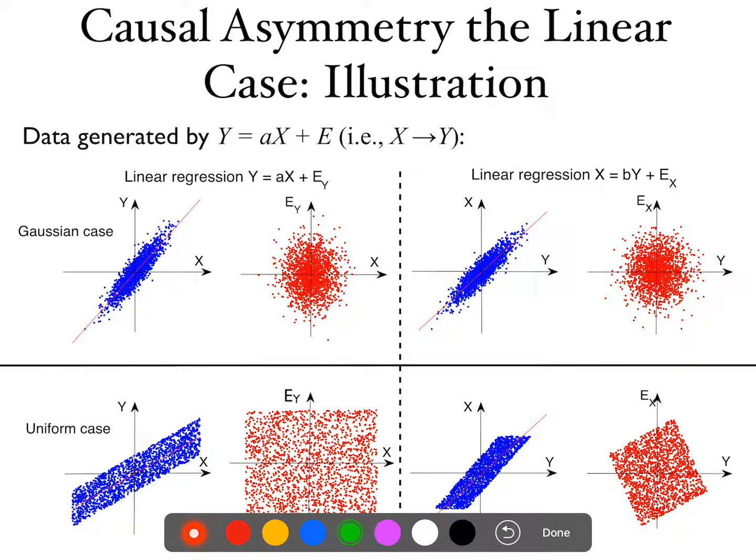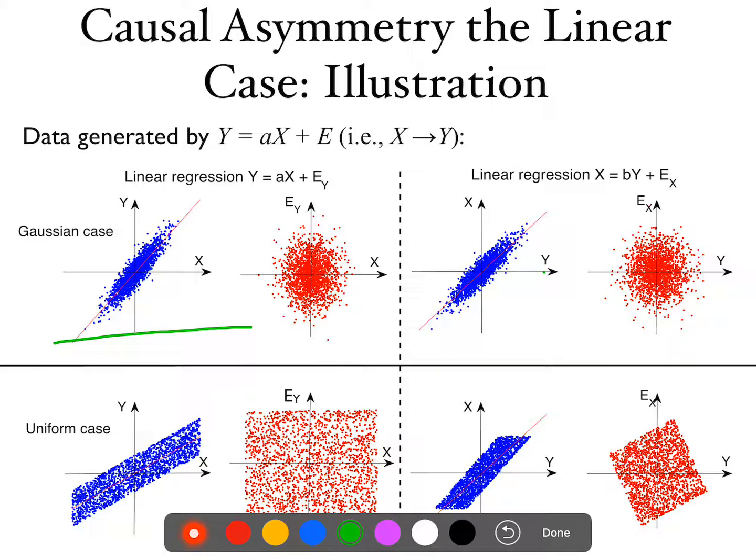Okay, here, x causes y because I generate y from x. This way, the noise E is independent from x. This is the scatter plot of x, y, and here, if you try to explain y from x, the relationship from x to y, you can see the noise after doing regression will be independent from x, and this is also the case for the reverse direction. If you try to explain x with y, that's very good. Gaussian case, symmetric.